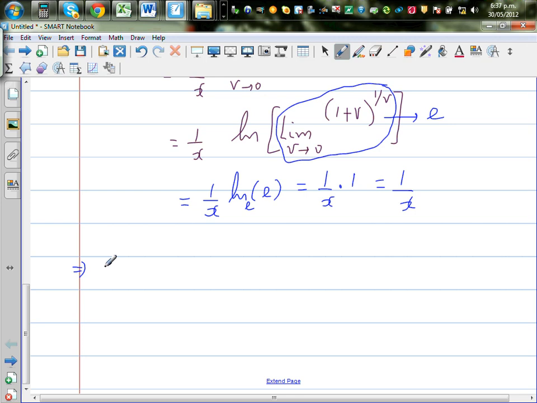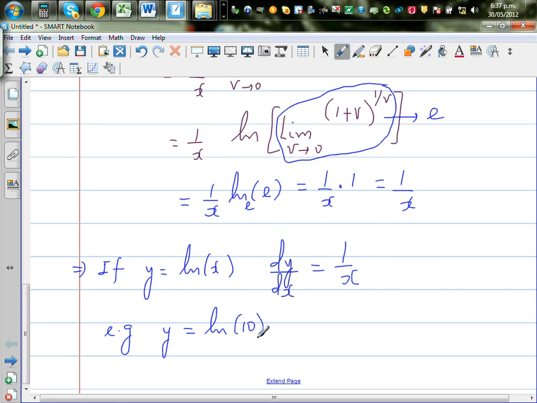So we have proved that, and therefore, if y is equal to natural log of x, then dy by dx is equal to 1 over x. Let me explain this with an example. What does this mean? If you have a question, let us understand this. Say y is equal to natural log of 10. This implies dy by dx should be 1 over 10, which is 0.1.